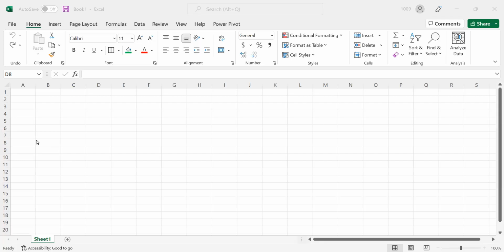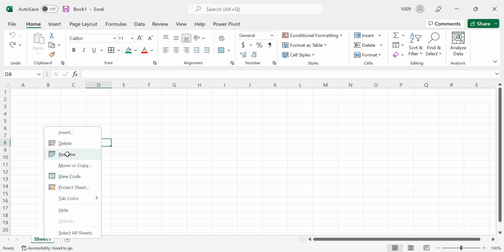Hello students, I am going to explain how to create a ledger account in Microsoft Excel. First of all, we need to create a pro forma, and before creating it, we need to change the name of Sheet 1 to Ledger Account, like this.